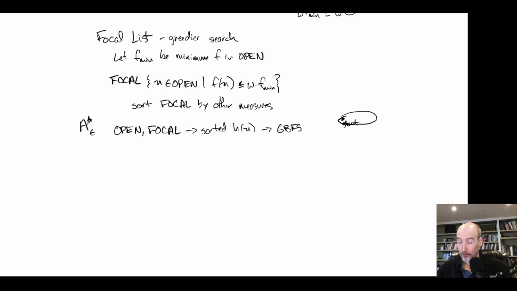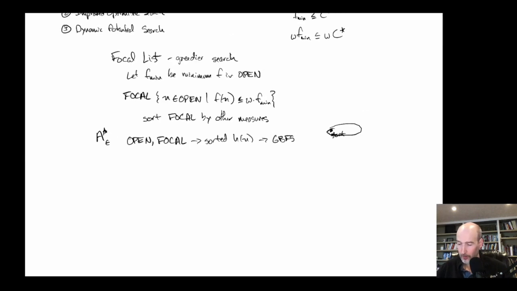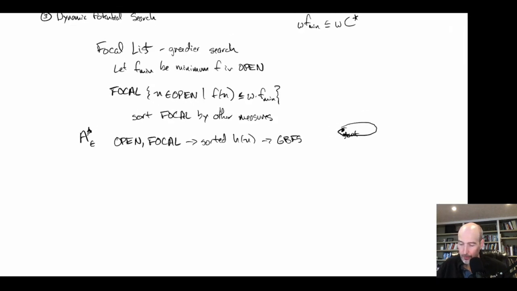So this is, as I said, a greedy search. But at some point, what's going to happen here is we're going to have some number of nodes being generated here that are on the edge of this frontier. Okay, so we searched all the way to the end here, and then we generated a bunch of states here that are more than W times C star, or W times F min suboptimal. That is, we're no longer allowed to expand these states any longer.